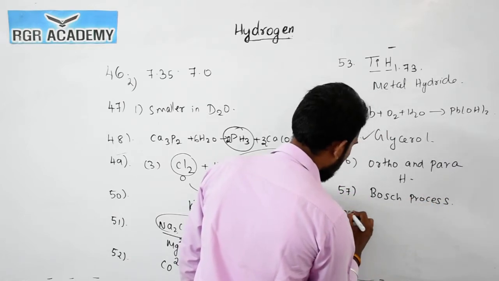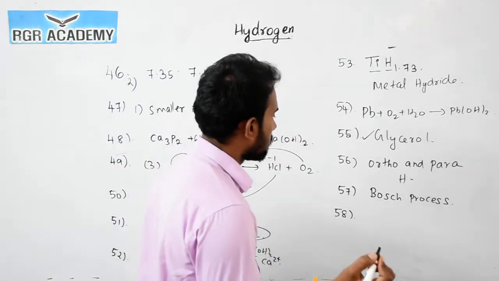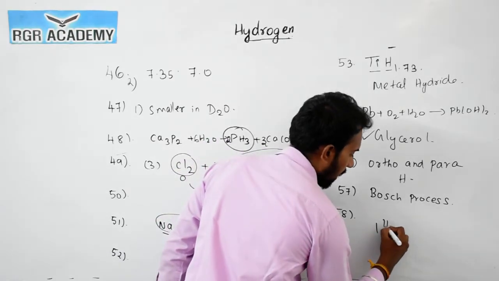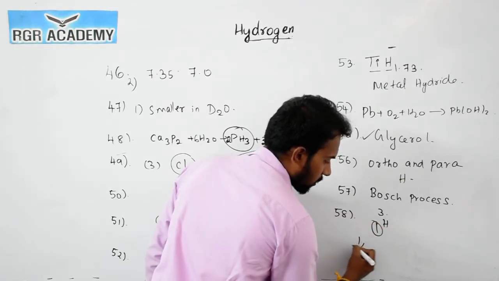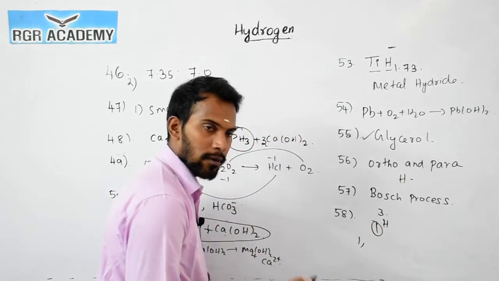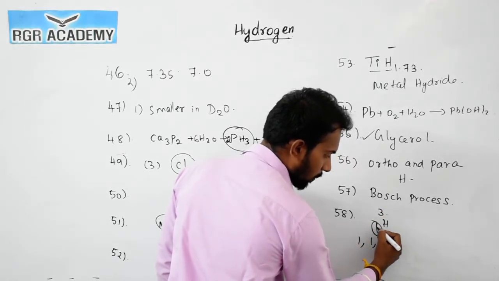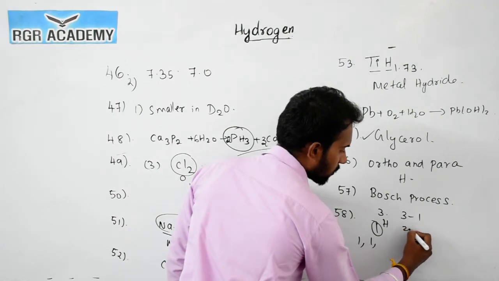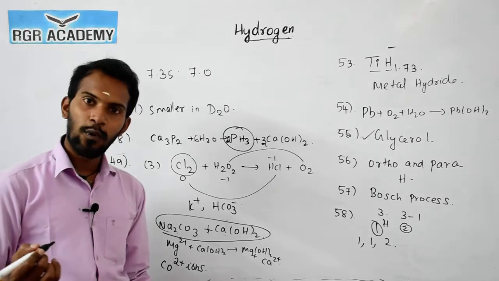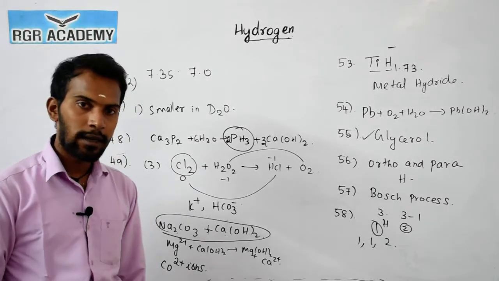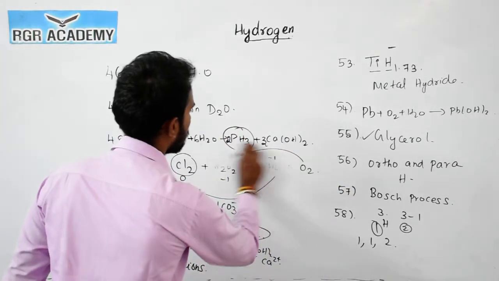Now question number 58. The composition of tritium: this is 1H3. The number of electrons is 1. The electrons and protons should be equal. The neutrons are the atomic weight minus the atomic number, so 3 minus 1 is 2. So the answer is 1 electron, 1 proton and 2 neutrons. Okay, now question number 59. Now let us see this one.